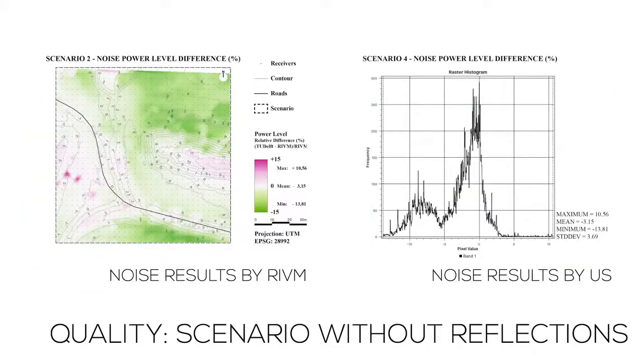For a more quantitative comparison, a relative difference noise map and a histogram showing how each pixel in our approach deviates from the RIVM approach are shown. The majority of the pixels are within plus or minus 1 decibel from zero. This could mostly be attributed to the extra details provided by the TIN.